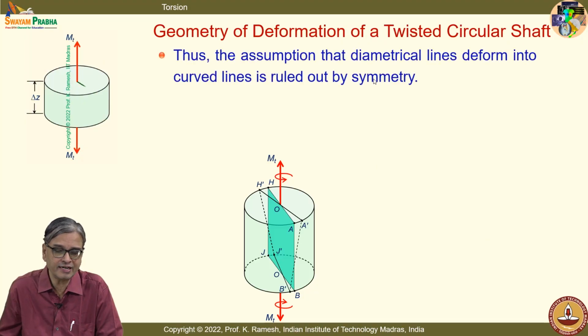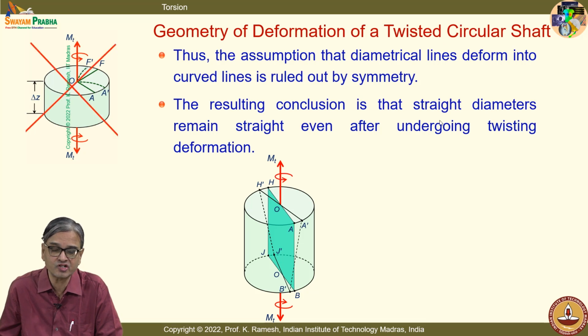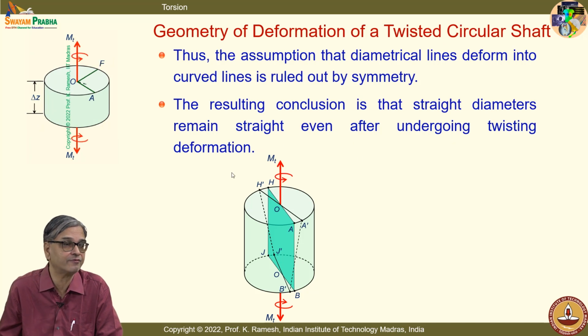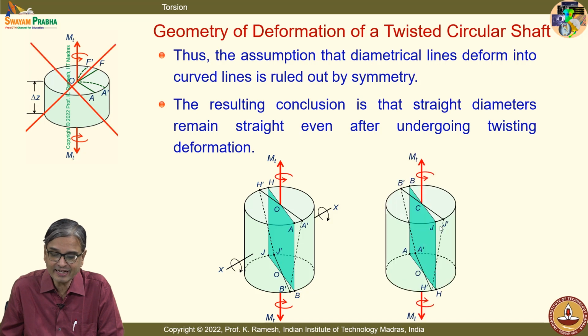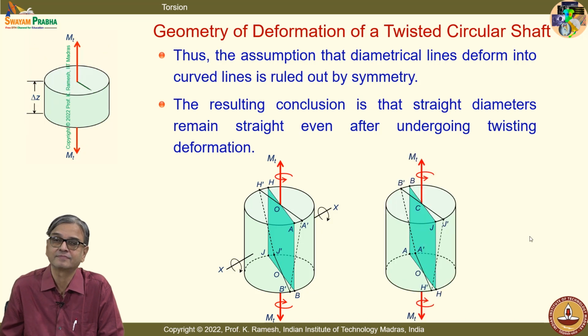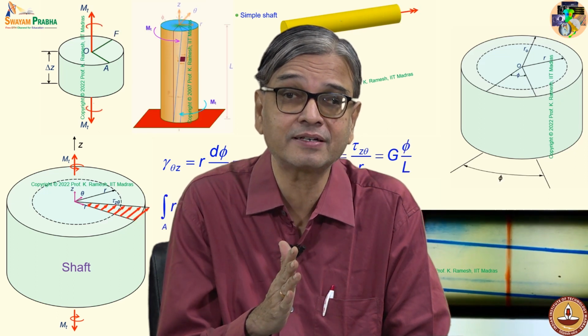Thus, the assumption that diametrical lines deform into curved lines is ruled out by symmetry. The resulting conclusion is that straight diameters remain straight even after undergoing twisting deformation. So, when I rotate it by 180 degrees, I would get an identical shape. This is the only possibility of deformation when you apply the twisting moment.